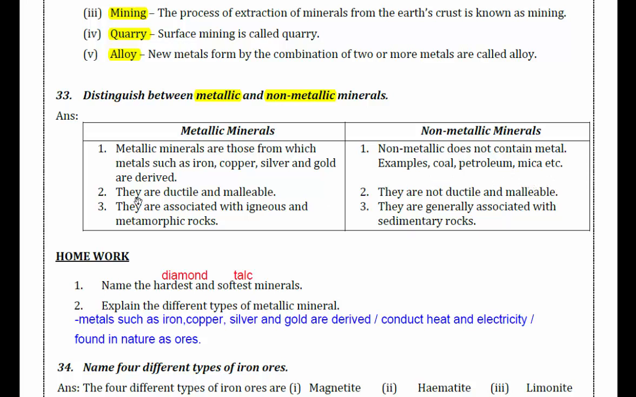And metallic minerals are ductile and malleable. Okay, they are not breakable, they can be expanded, but they are not so in these non-metallic minerals. Metallic minerals are associated with igneous and metamorphic rocks, whereas non-metallic minerals are generally associated with sedimentary rocks.